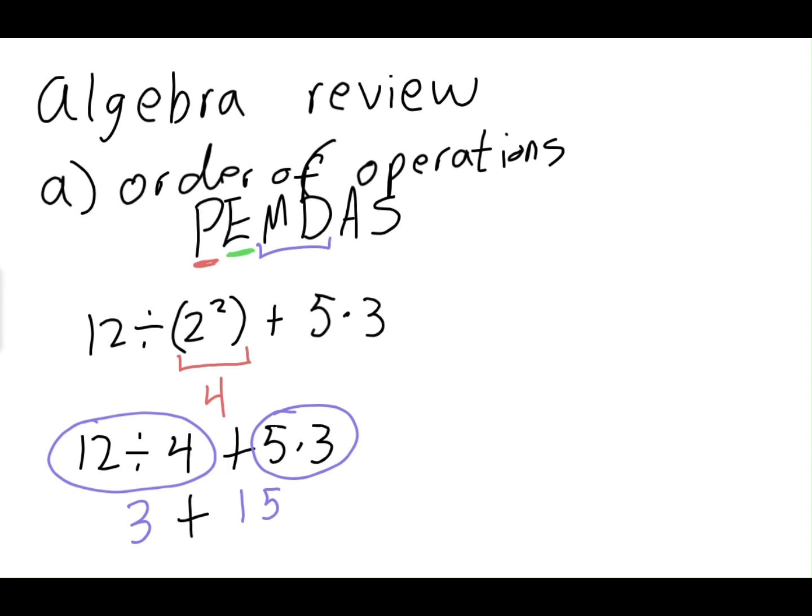So we're done with the multiplication and division. We're ready just for the final part, the addition and subtraction, which is 3 plus 15 gives us 18. So that's our answer. All right, let's do one more of these before we conclude.